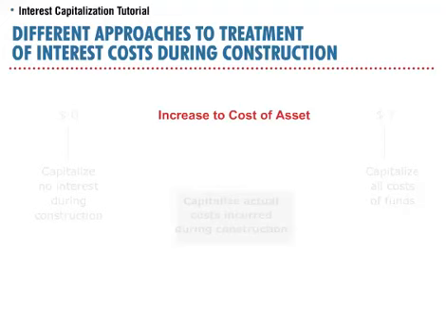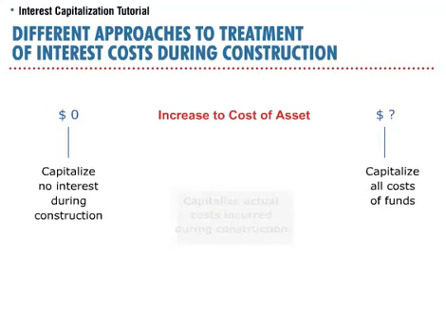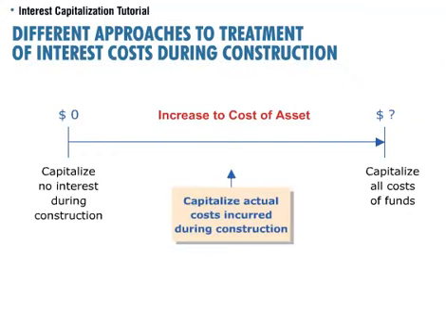In this section, our primary objective is to understand the accounting problems associated with interest capitalization. There have been three approaches suggested to account for interest incurred in financing the construction or acquisition of property, plant, and equipment. The first method is to capitalize no interest charges during construction. The second method is to capitalize all costs of funds employed, whether identifiable or not. And the final approach is to capitalize only the actual costs incurred during construction.